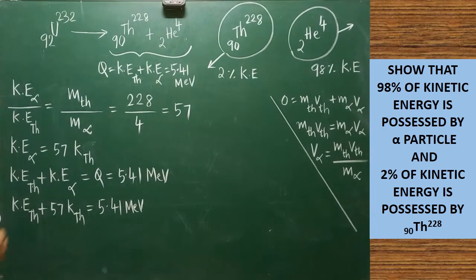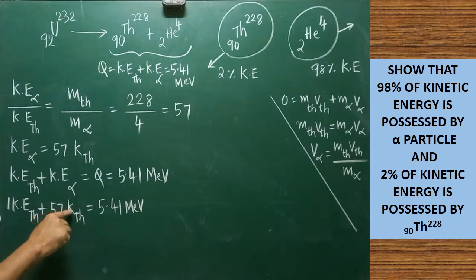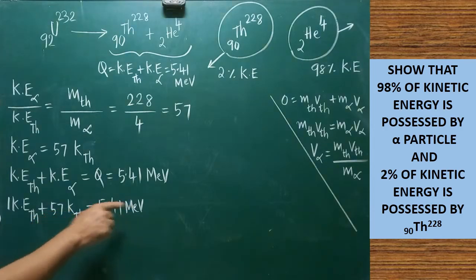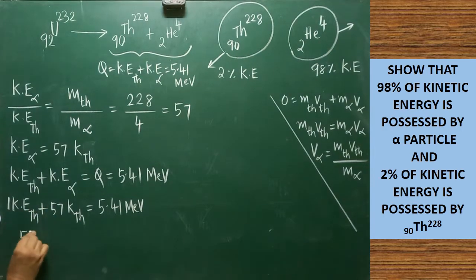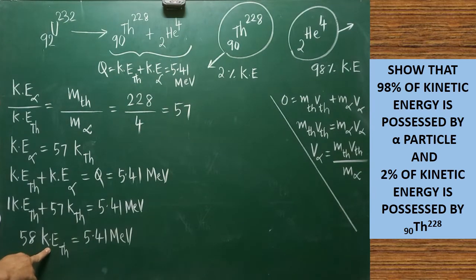Here this one can be written as 1 times the kinetic energy of thorium plus 57 times the kinetic energy of thorium is equal to 5.41. If you add both, you will get 58 KE thorium. Since both are similar in their factor, we can add them. So you will get 58 KE thorium, which is equal to how much? 5.41 million electron volt. Like this we can write. After adding, you will get this, and now we can calculate the kinetic energy of thorium.